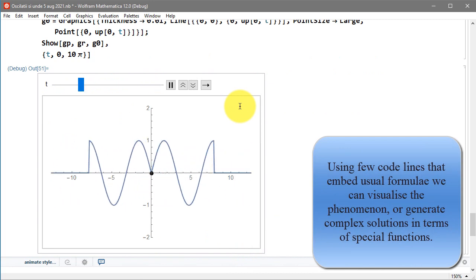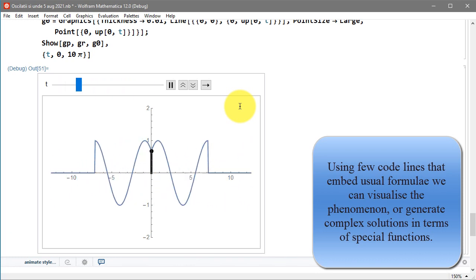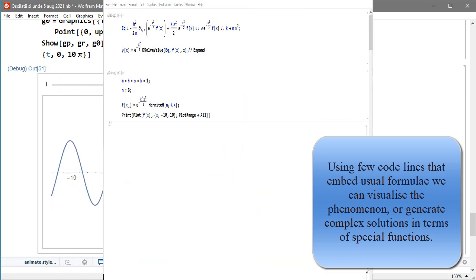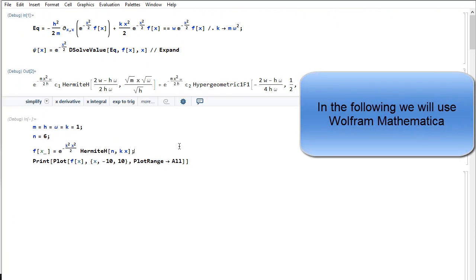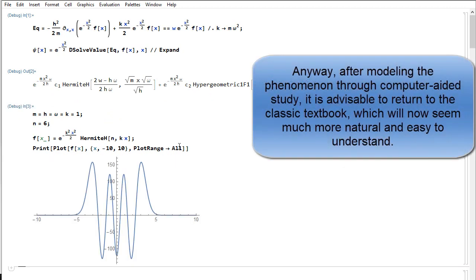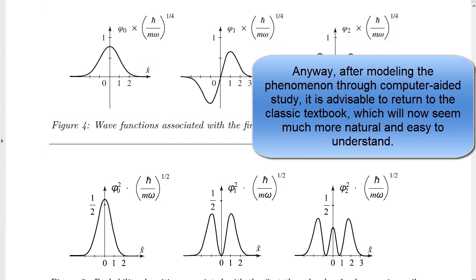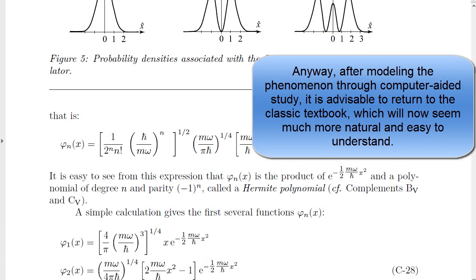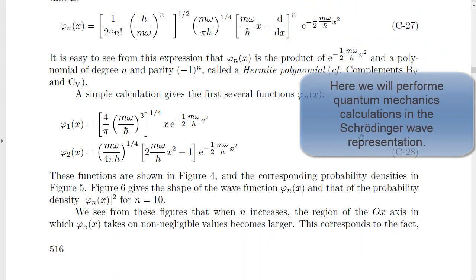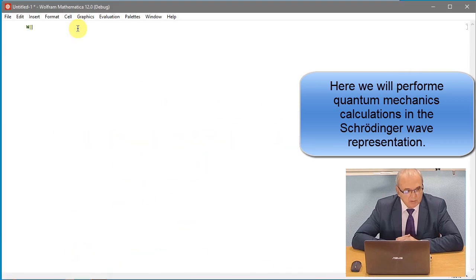Using few code lines that embed usual formulae, we can visualize the phenomenon or generate complex solutions in terms of special functions. In the following, we will use Wolfram Mathematica. Anyway, after modeling the phenomenon through computer-aided study, it is advisable to return to the classic textbook, which will now seem much more natural and easy to understand.